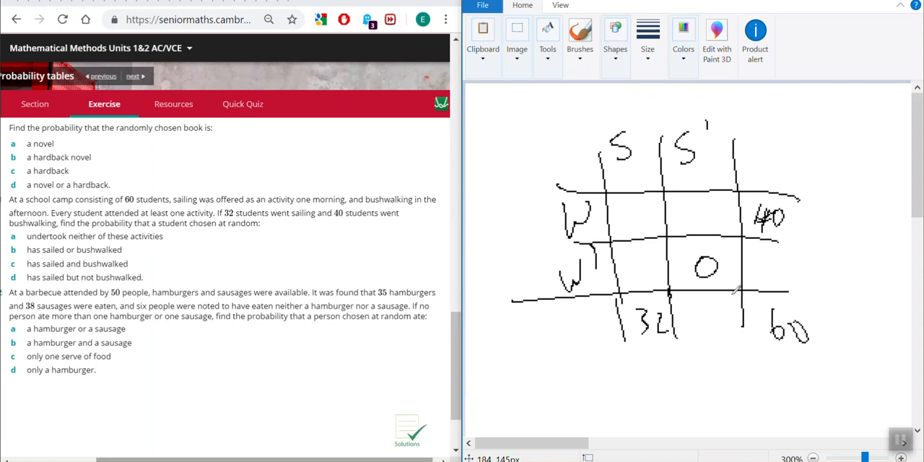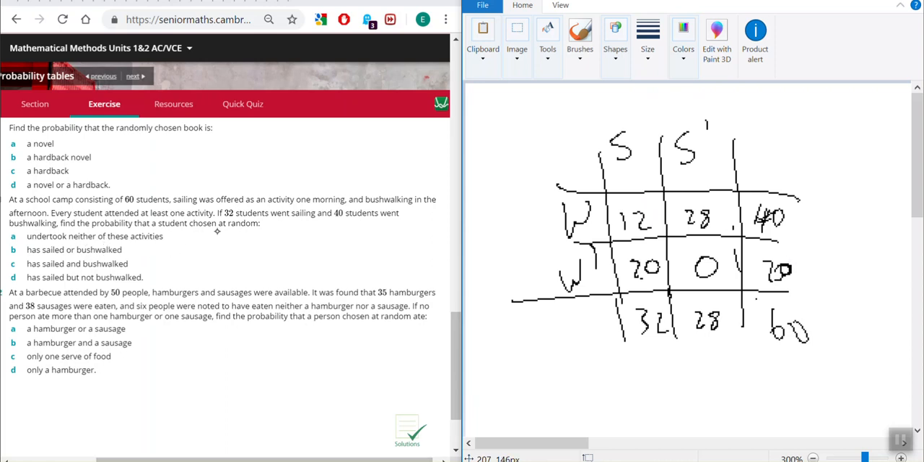Now, once I've got all these numbers, I can fill in the rest. I know this will be 20. This will be 28. This will be 12. This will be 20. So now I can work out the rest.